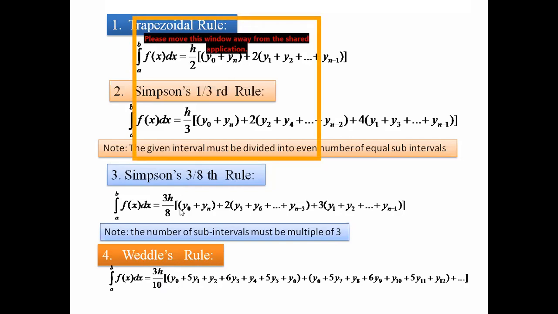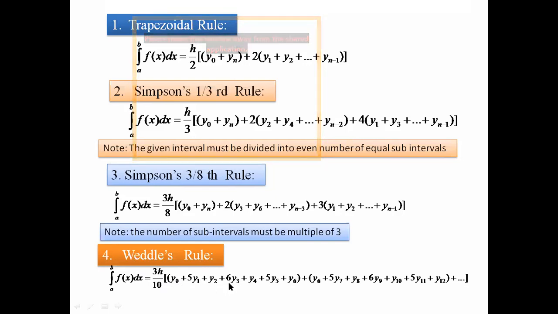Then instead of writing first and last, you write in this order. Suppose only 6 divisions are there, you write only up to y0 to y6. So the formula is: y0 plus 5 times y1 plus y2, plus 6 times y3, plus y4, plus 5 times y5, plus y suffix 6.